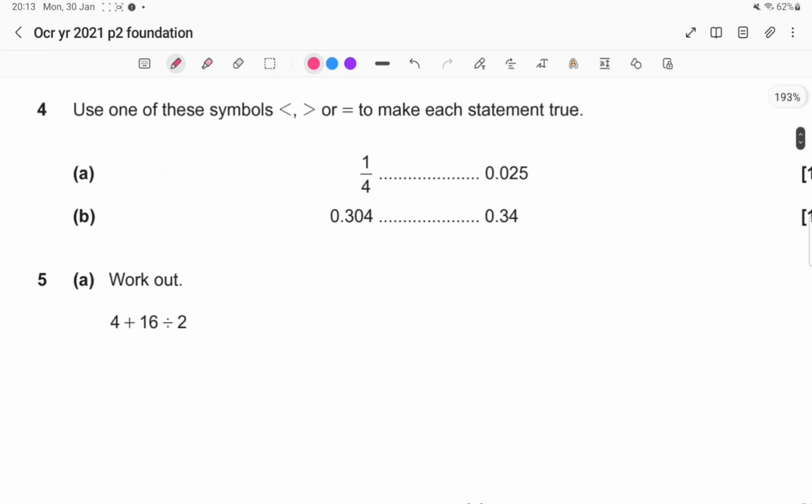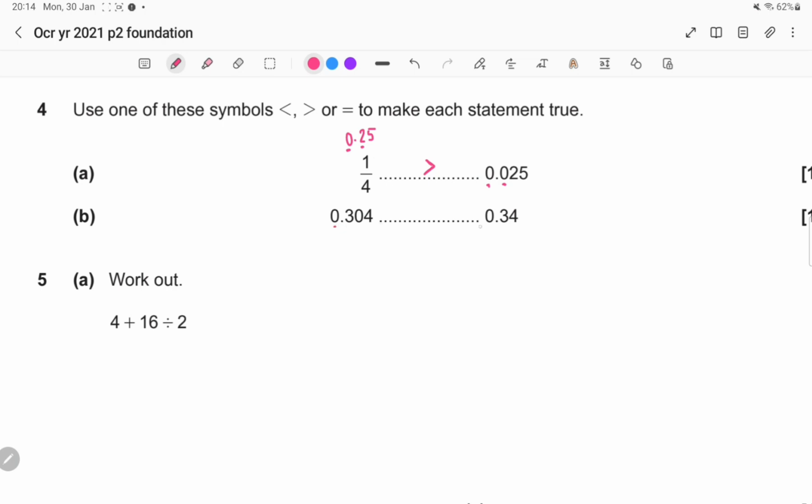Question number 4. Use one of these symbols which is less, greater, or equal to make each statement true. Part A is 1/4 on this side and 0.025 on the other side. 1/4 is the same as 0.25. To compare this, we start from the left hand side. 0 and 0, we can't compare that. 2 and 0, so definitely 1/4 is greater than 0.025 because 2 is greater than 0.